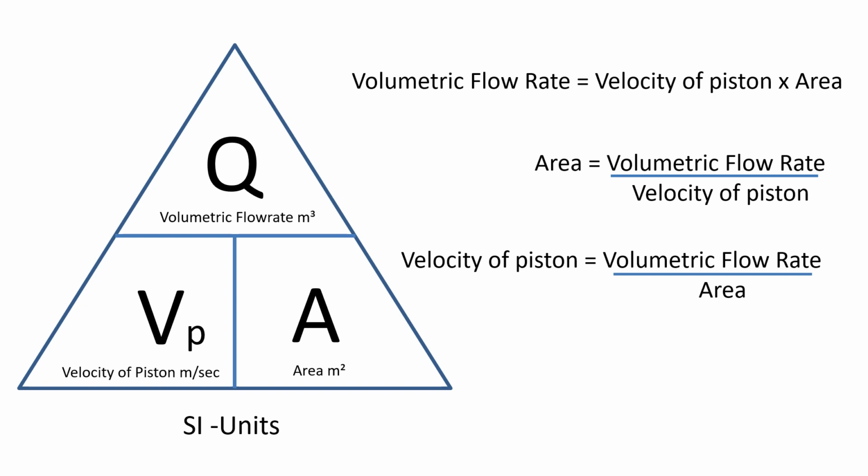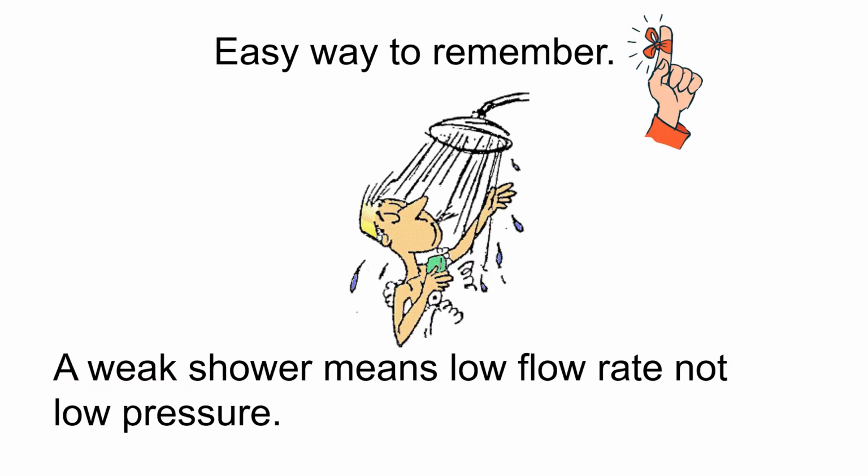Let's look at our flow rate formula triangle. As we can see, pressure is not a factor in the calculation. An easy way to remember the relationship between flow rate and pressure: a weak shower means low flow rate, not low pressure.